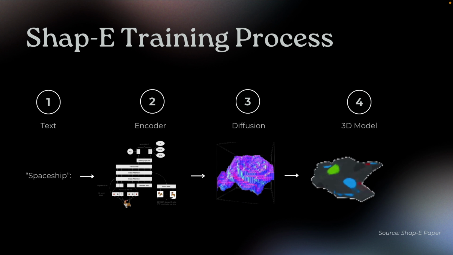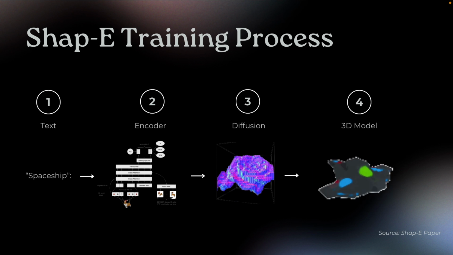Shap-E's training happens in two stages. First, the encoder is trained to generate parameters of implicit functions from 3D assets, mapping them into a latent space. Then, a conditional diffusion model is trained to predict these latent representations, conditioned on either text or images. This two-stage process allows Shap-E to generate complex, multi-representation 3D assets in just seconds. As seen in the diagram, text or image prompts are transformed into detailed 3D outputs using this approach.